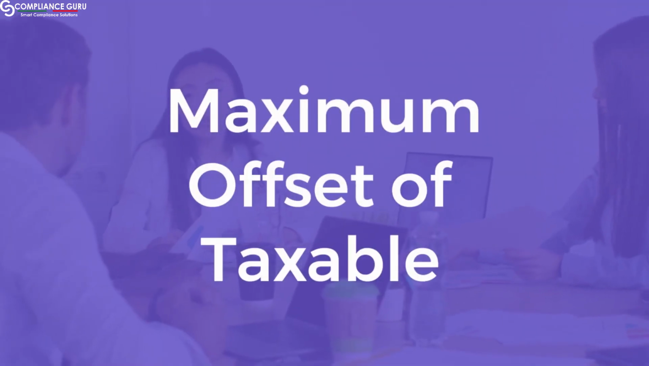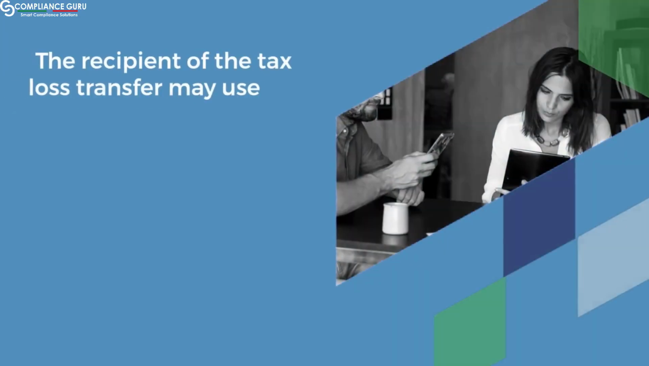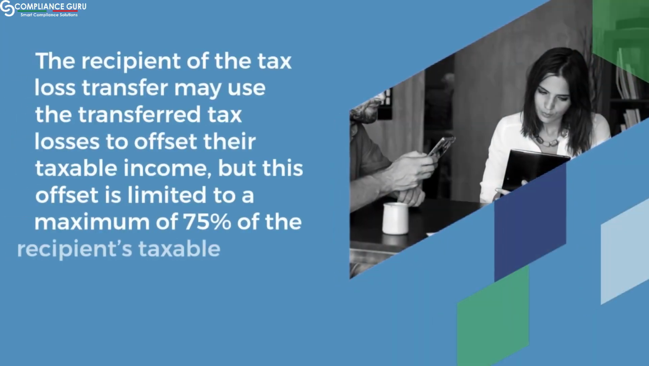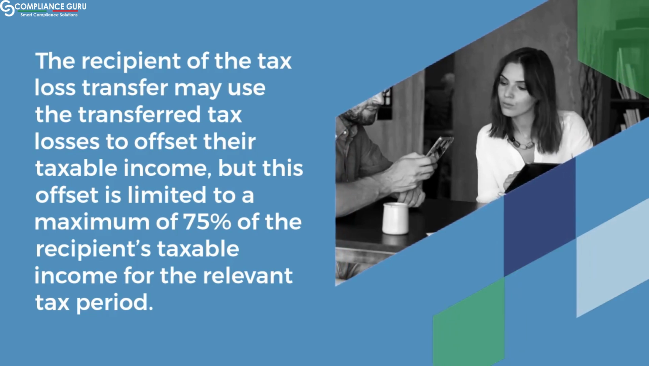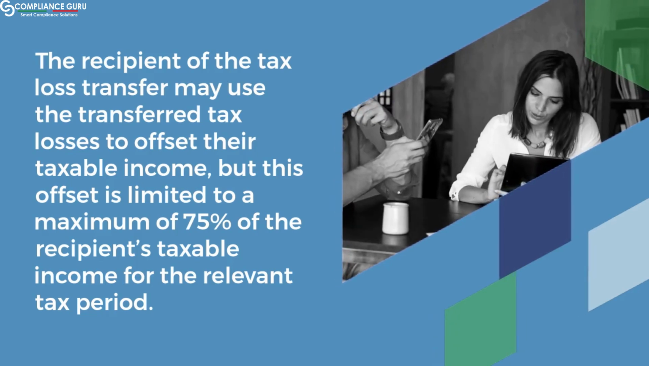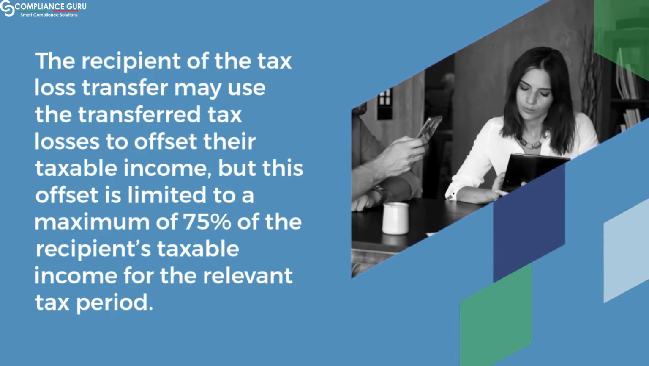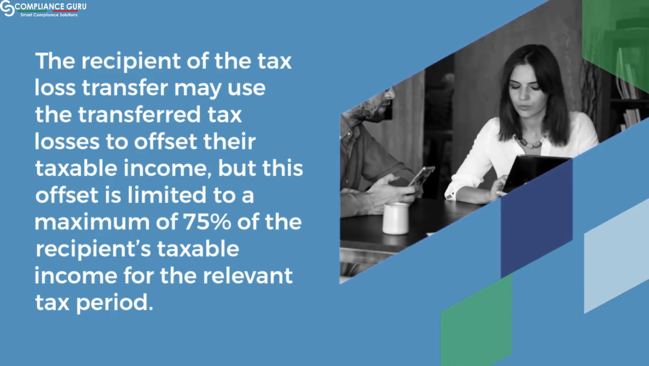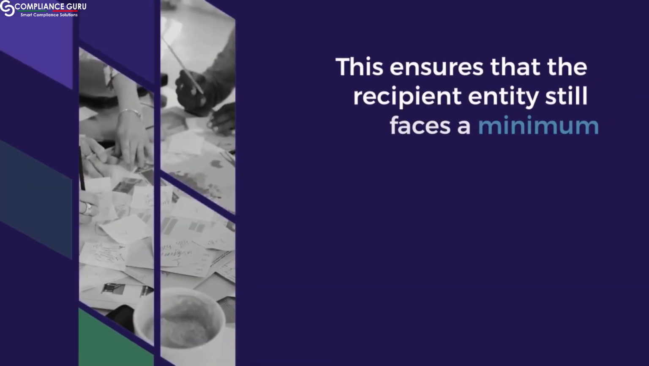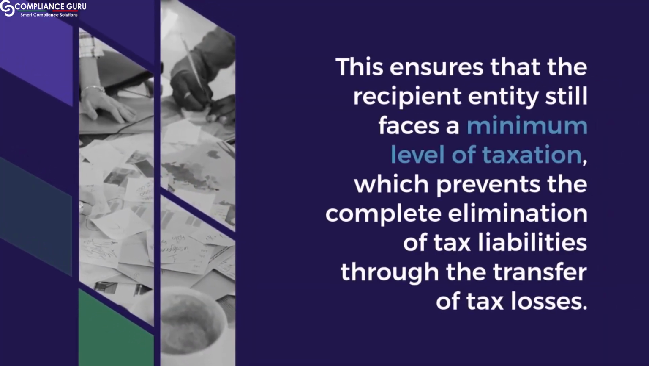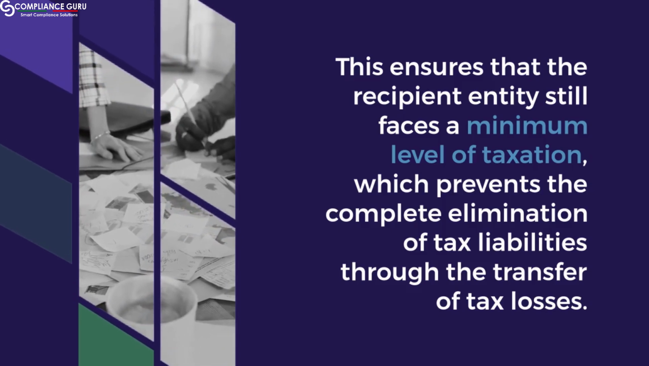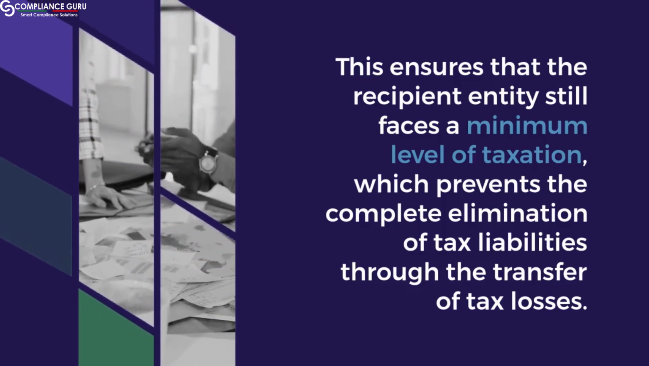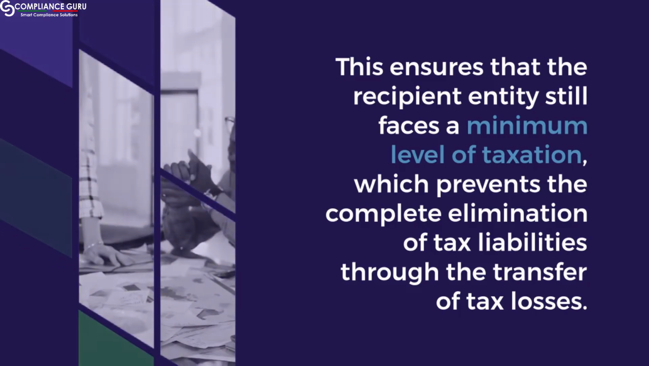Maximum offset of taxable income. The recipient of the tax loss transfer may use the transferred tax losses to offset their taxable income, but this offset is limited to a maximum of 75% of the recipient's taxable income for the relevant tax period. This ensures that the recipient entity still faces a minimum level of taxation, which prevents the complete elimination of tax liabilities through the transfer of tax losses.